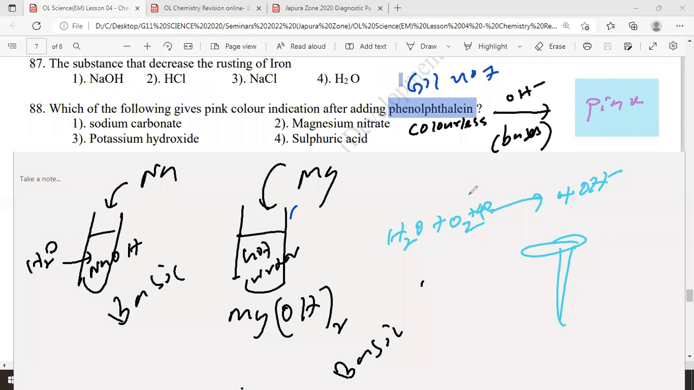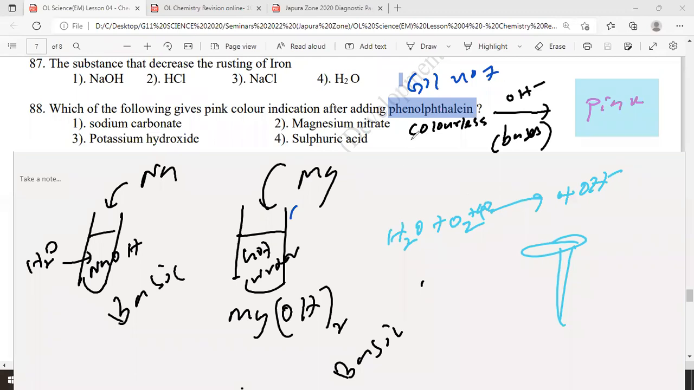If you take turmeric in your kitchen, that is an indicator. If you put some base into turmeric powder, it turns red; it's yellow otherwise. So there are natural indicators also. Therefore, phenolphthalein is a colorless indicator to identify the presence of OH minus or hydroxide ion in a solution or in any other compound.